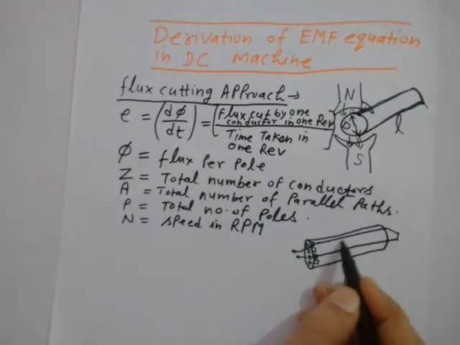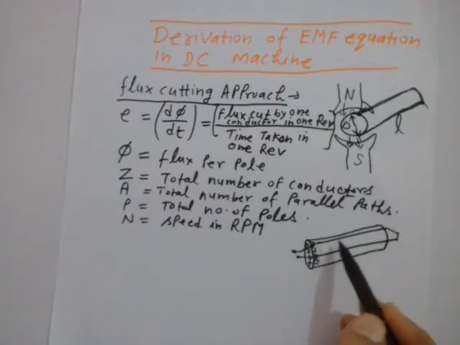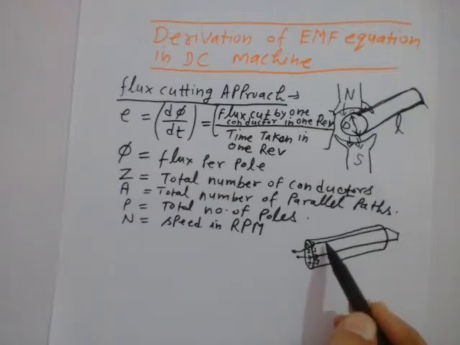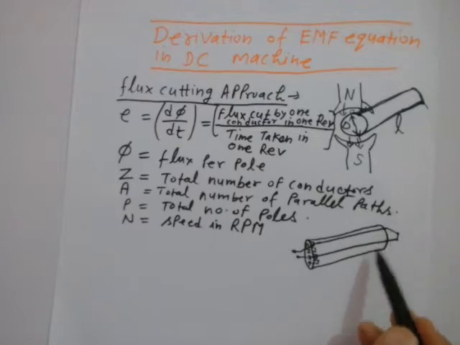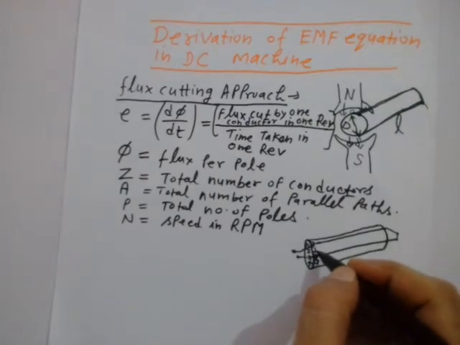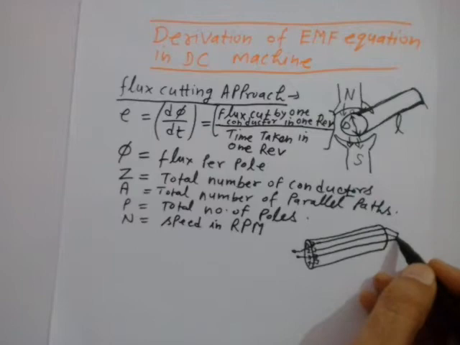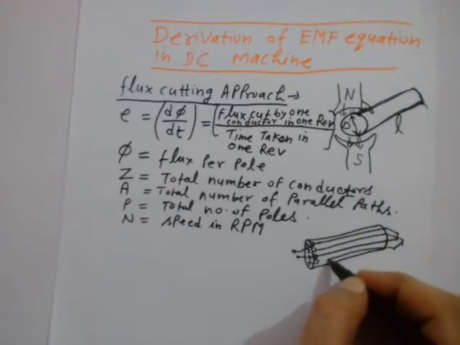This is a single turn coil that you are seeing, right? This is a winding, basically this is a conductor, right? Likewise you are having so many slots and so many coils, all right?